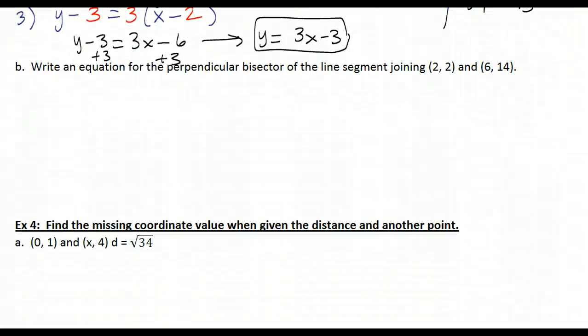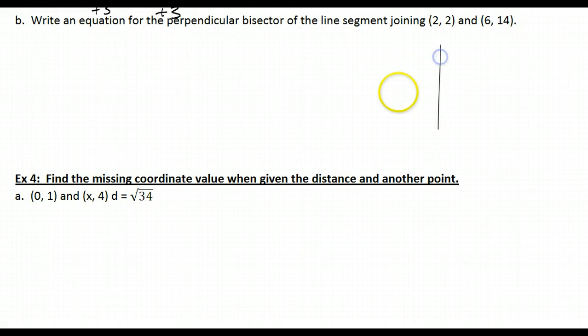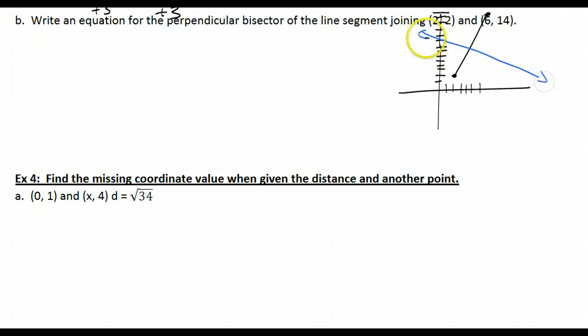All right, so once again, I'm going to draw a picture just so I can see what's going on here. So I've got a segment joining (2, 2) and (1, 2, 3, 4, 5, 6, 7, 8, 9, 10, 11, 12, 13, 14), way up there. So I want to create an equation of this blue line.